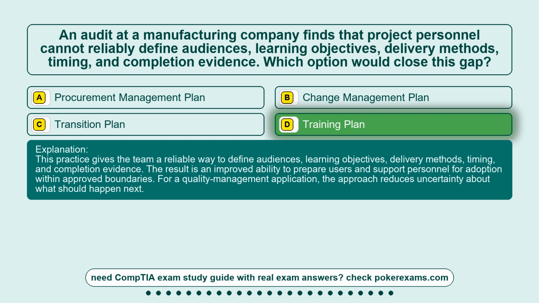This practice gives the team a reliable way to define audiences, learning objectives, delivery methods, timing, and completion evidence. The result is an improved ability to prepare users and support personnel for adoption within approved boundaries. For a quality-management application, the approach reduces uncertainty about what should happen next.